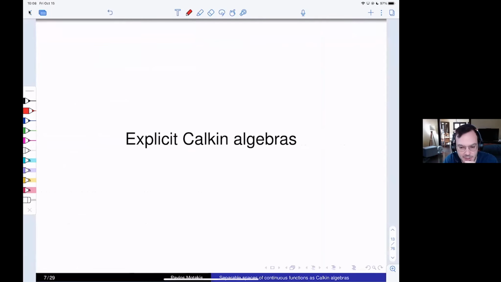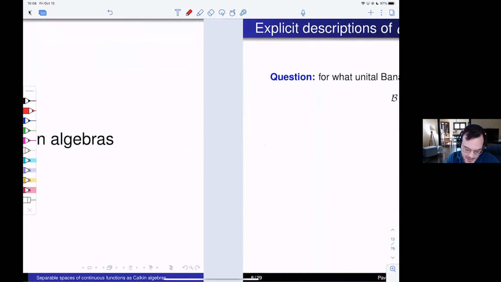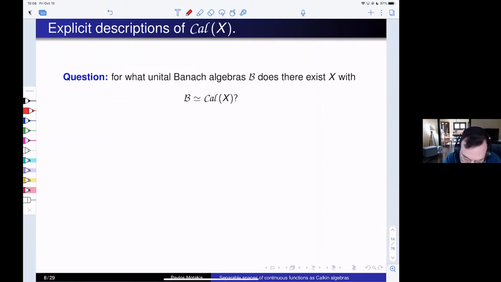So let's talk a little bit about Calkin algebras in the context of this lecture today. The very, very natural question is: start with a unital Banach algebra, call it curly B. Does there exist a Banach space X so that B is isomorphic to the Calkin algebra of X? And when I write or say isomorphic, what I mean is isomorphic as a Banach algebra. So this means that there exists a homomorphic isomorphism. So we want to preserve the Banach algebra structure as well. So this is a very rudimentary question.